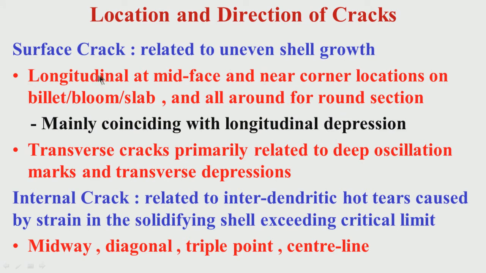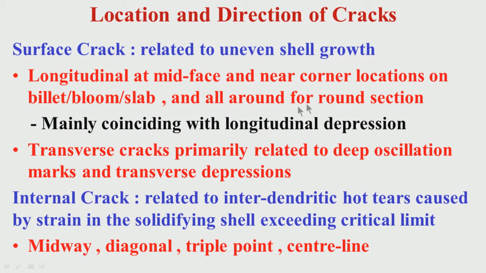It can be in the longitudinal direction, it can be in the transverse direction, the location can be mid face, near corner, so all sorts of locations can be there. So, they are mainly coinciding with longitudinal depression. Not always, sometimes you can find cracks, but not depression. If the casting condition is not good, if there is a sudden fluctuation in casting speed, sudden fluctuation in heat transfer due to some reason, you might get crack, but you may not get depression.